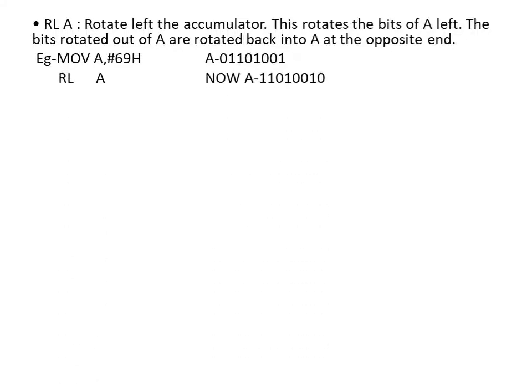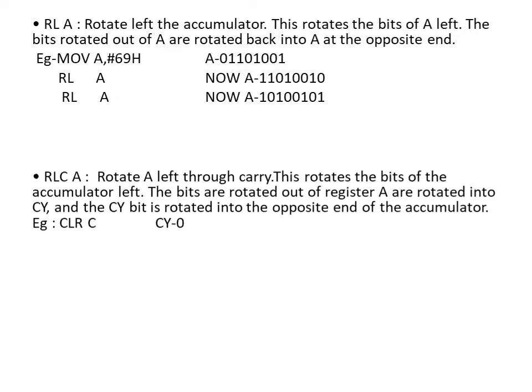Next, rotate left A. You can see in A, 0 is the MSB and 1 is the LSB. Here the data is shifted towards the left, and after shifting, the MSB 0 goes to the LSB. So after rotating, the data will be 1 1 0 1 0 0 1 0. Similarly, if you rotate left again, the MSB will move to the LSB and the data moves to the left.